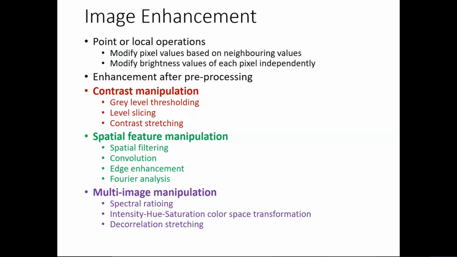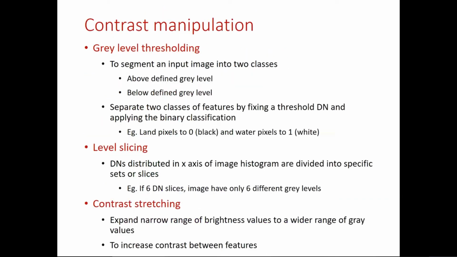Okay. So the first one is contrast manipulation. In that, to manipulate the contrast of an image, you have three major methods, which are gray level thresholding, level slicing, and contrast stretching. So let us see each of those one by one. So the first one is, as I mentioned, contrast manipulation. In that, the first one is gray level thresholding.